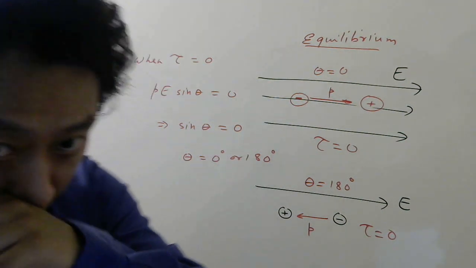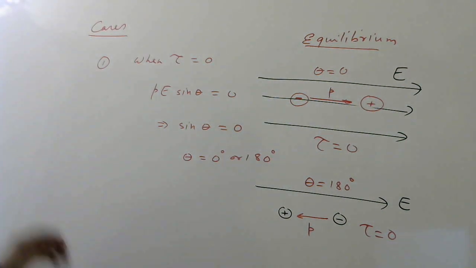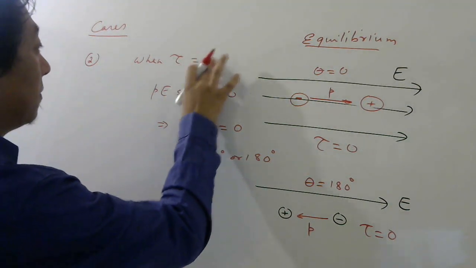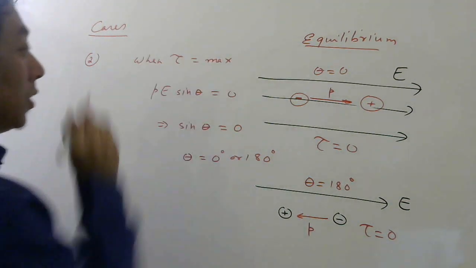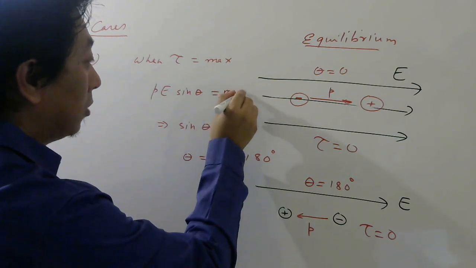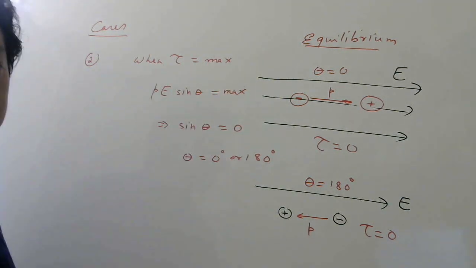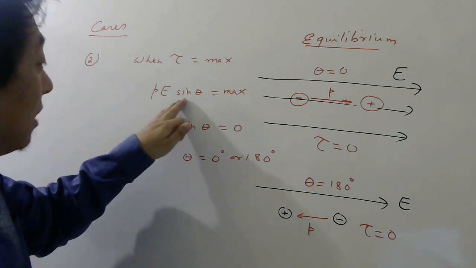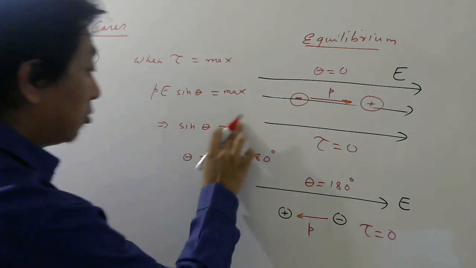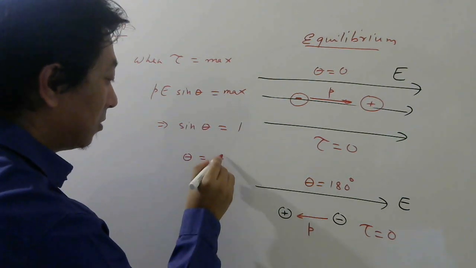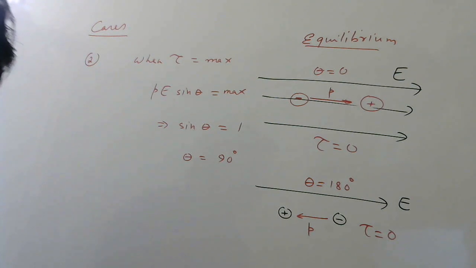Okay. Now, let us see when the torque will be case 2. Make a note, students. Case 2 is when the torque is maximum. Now if you want the torque to be maximum, what should be the value of sine of the angle? What is the maximum value of sine? 1. So sine should become 1. So the angle should be how much? 90 degrees, right? Or you can say 270 degrees also. So 90 degrees is good enough.